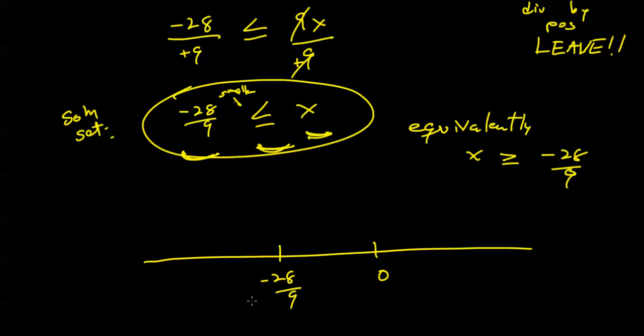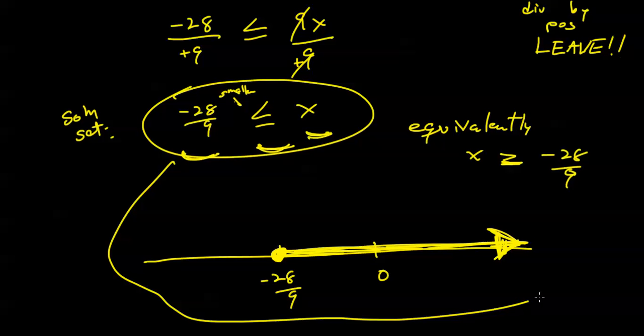Here's minus 28 ninths on the left of 0. I'm going to recognize equality is included in the solution set: closed circle. Greater than means to the right of. Shade in everything to the right. And there is my graph of the solution set.